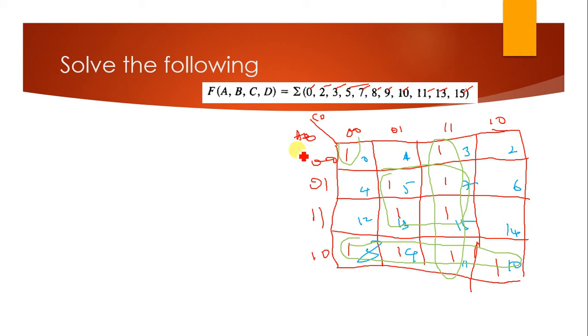At 00 combination of AB and CD, we got 1, and 2 is over here. Then followed by 3, we got one more combination, which is 3 here. Then 5, we have to make 1 at 5. Then 7, at 7, 1. Then we got 8, 8 is over here. Then followed by 9, 9 is here. Then 10 and 11, both are ones. 13 and 15, we got ones.